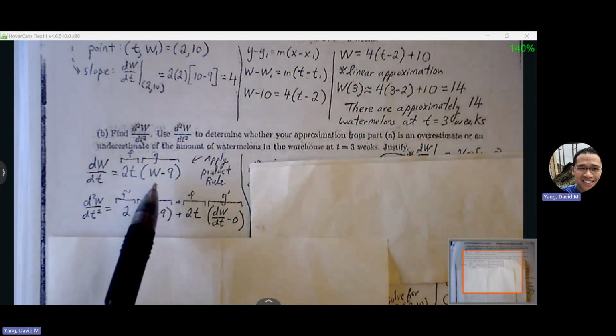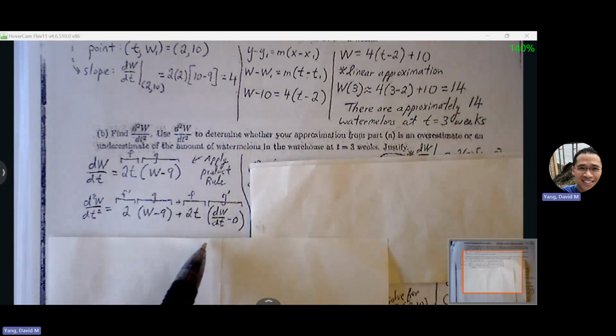W becomes dw dt because W is getting impacted by time. So, and then the 9 goes away to 0.